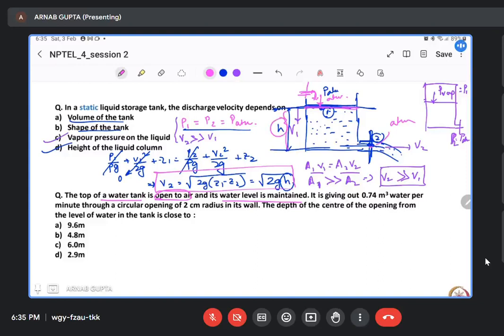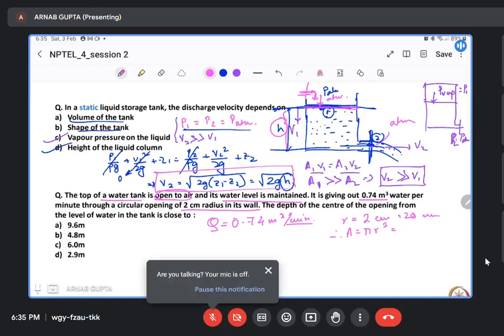It is giving out 0.74 meter cube water per minute through a circular opening of 2 centimeter radius on its wall. So you have Q, which is 0.74 meter cube per minute. So you have to be careful about the units. It's not in seconds. And you have a circular opening 2 centimeter radius. So R is equal to 2 centimeter. Therefore, the area will be nothing but pi r square.